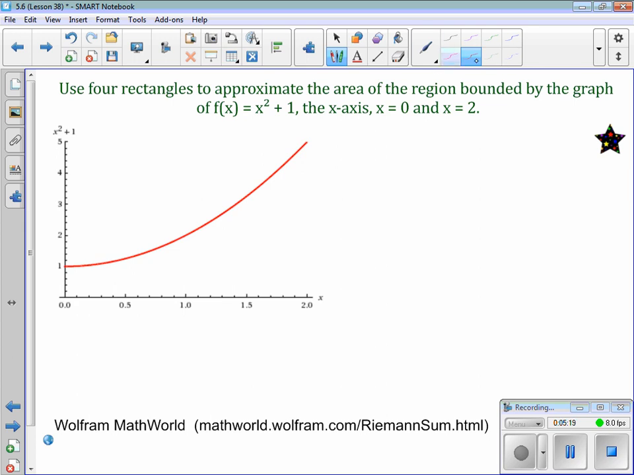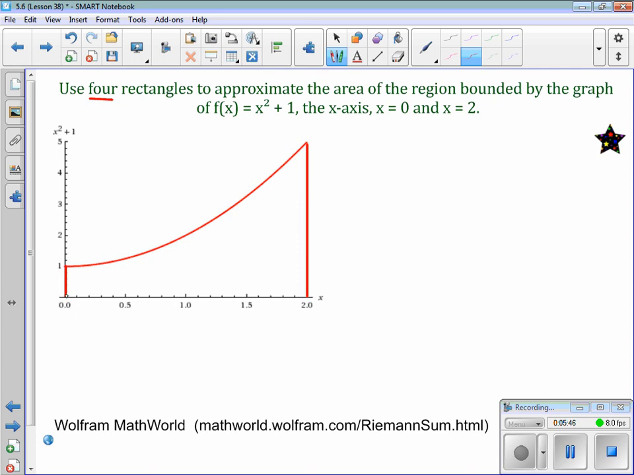So before, we used to go, okay, x equals 0 is here, x equals 2 is out here, and we would just shade that entire thing, right? But what are we doing now? We're doing 4 rectangles, right? So we have to divide this into 4 rectangles. So what's the width of each of these rectangles going to be?